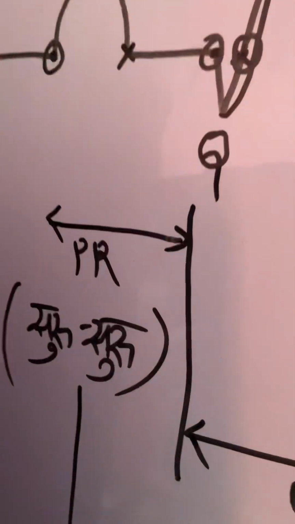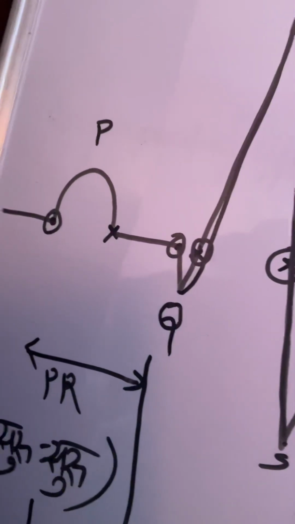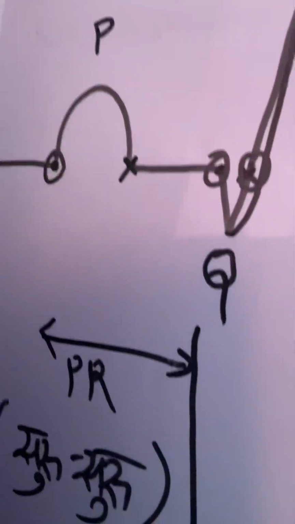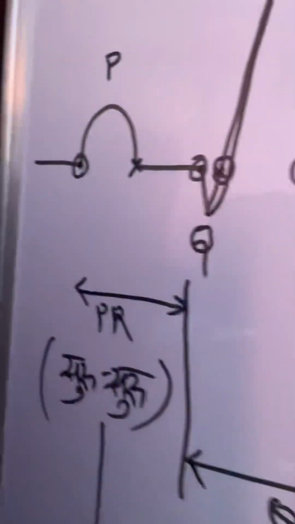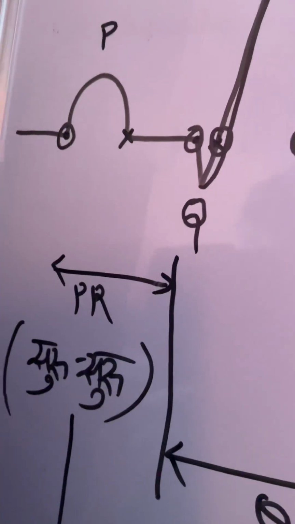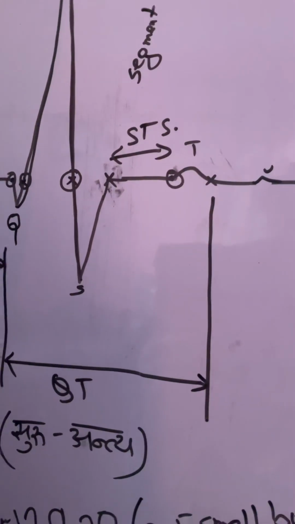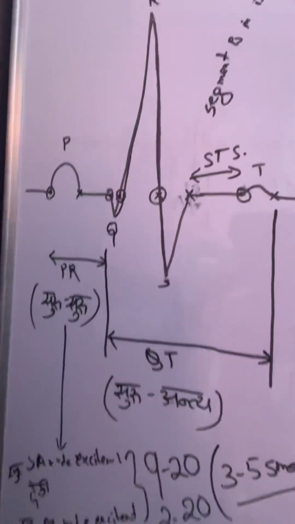And then we have two intervals, the PR interval and the QT interval. It would have been better if it had been named PQ, but I don't know why it is named PR. It runs from the beginning of the P wave to the beginning of the QRS. So that is the PR interval. And the QT interval runs from the beginning of the QRS complex to the ending of the T wave.